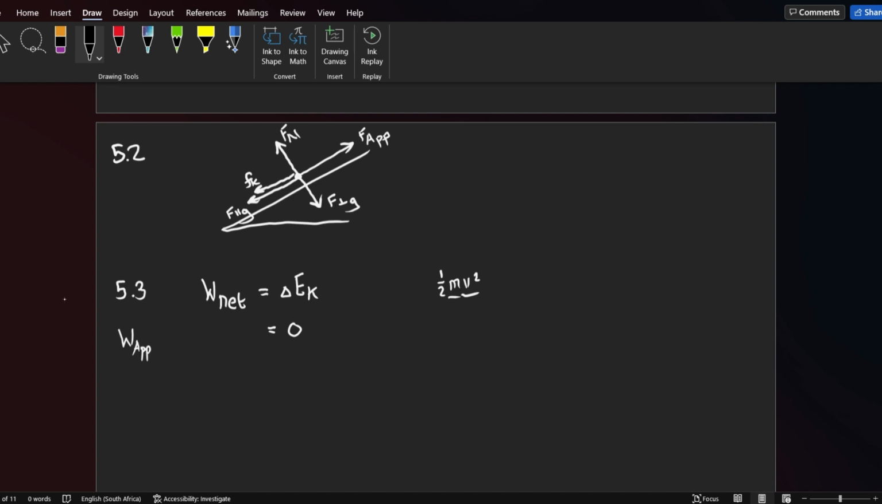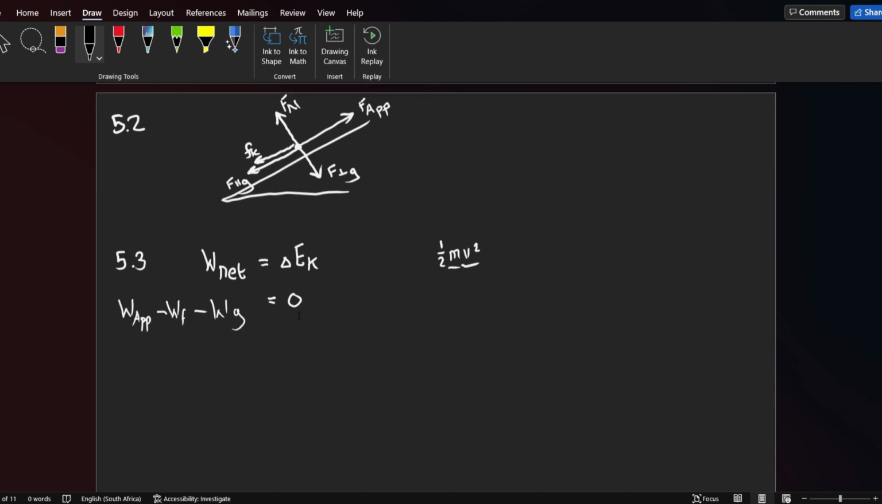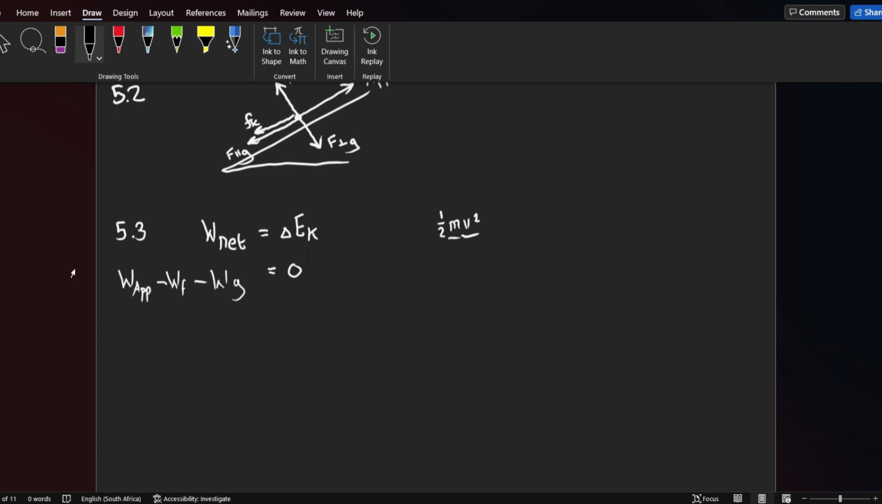Then we have the work being done due to the frictional force, which is negative. So we subtract the work due to friction, and again the work done by the gravitational force, which is also negative. So we know the sum of those three must be equal to 0. And now we can substitute. We want to solve for the applied work. Why? Because that is the work which is done by the engine of the truck, and we know that is equal to the work done due to friction plus the work done due to gravity, mgh, right?